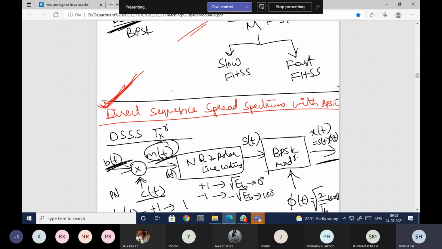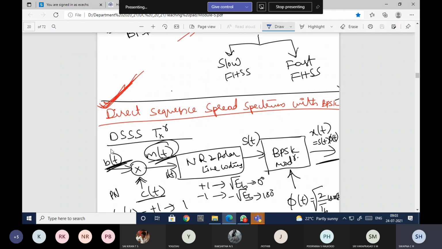That is the reason we are using the spread spectrum technique, which is nothing but multiplying the B of t signal. Whatever data signal we have, that B of t signal will be multiplied with the PN sequence, pseudo noise sequence or pseudo random sequence. The resultant one, M of t, is modulated and sent through the transmitter to the receiver.